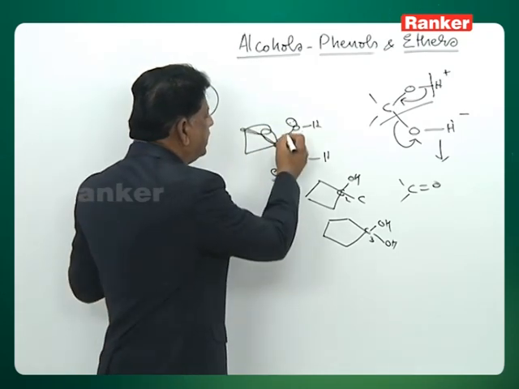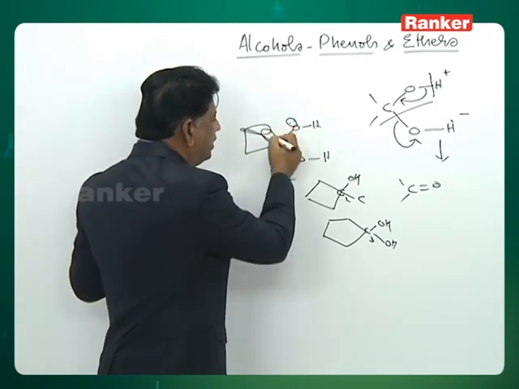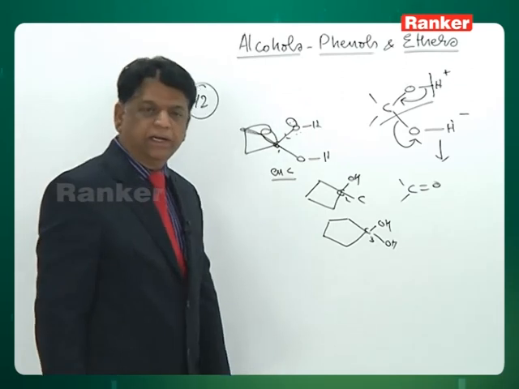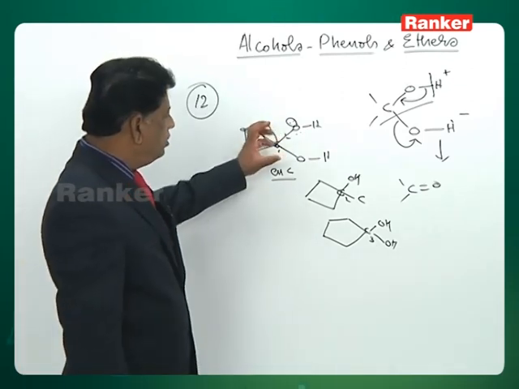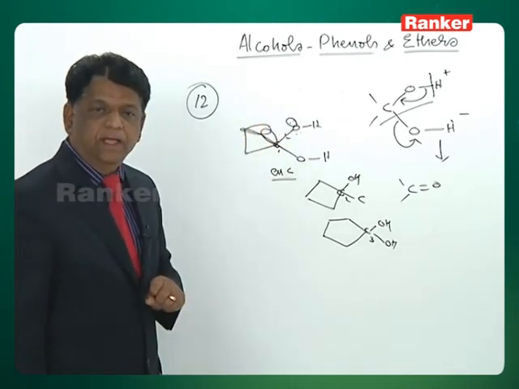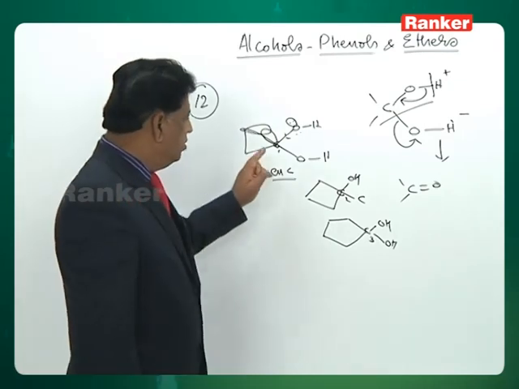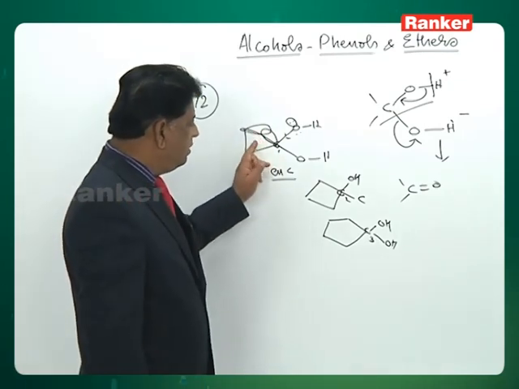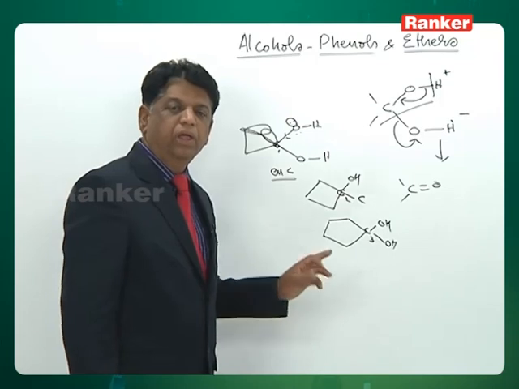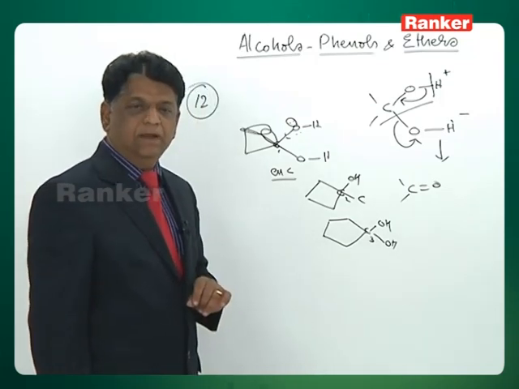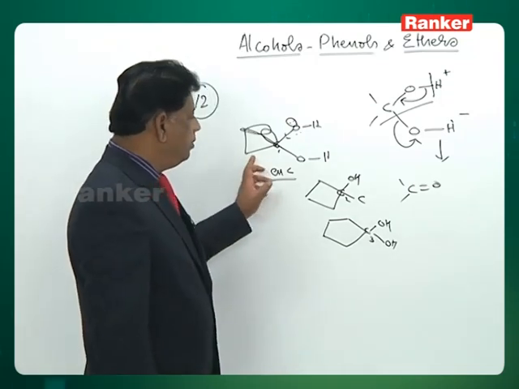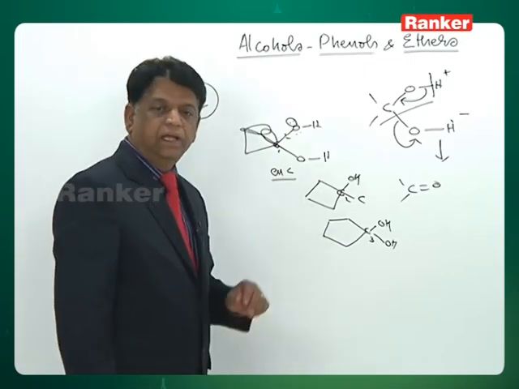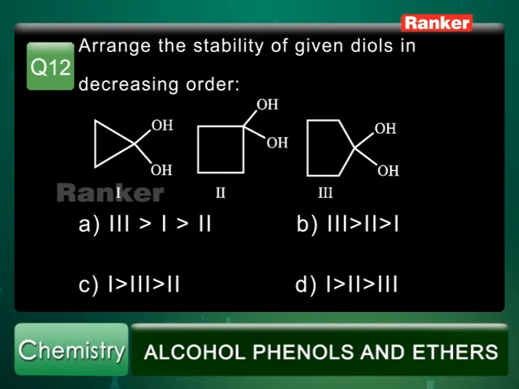So the pulling character is shown through the mesomeric effect. It will have a double bond character and it holds the OH, that character we are calling the electronegativity character. So therefore as we are going from the 3-membered to 4-membered to 5-membered, holding capacity decreases, therefore compound 1 will be more stable than 2, than 3, therefore order D, that is 1, 2, 3 is the right answer.